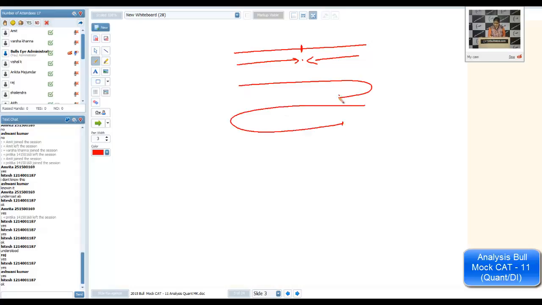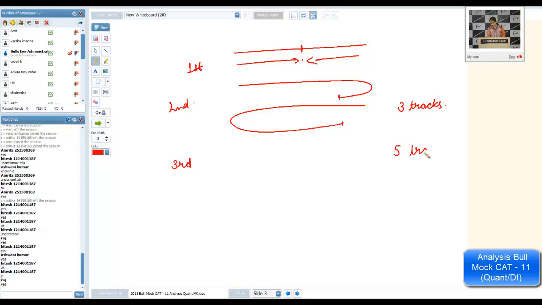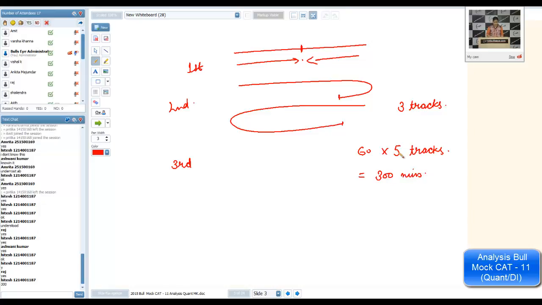Suppose they are meeting here. So in total, this is the first meeting point. This is the second meeting point. Can you say in total they will cover 3 tracks or 3 lengths completely. Similarly, for the third meeting point, they will cover this track 5 times. And we know to complete one track, they will take 60 minutes. So for completing 5 tracks, they will take 60 into 5, 300 minutes. That was the thing. Is it okay now?